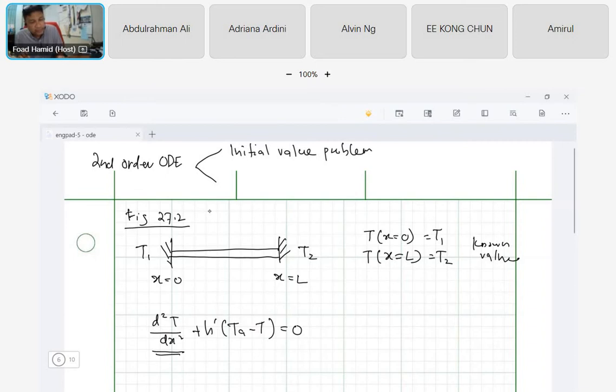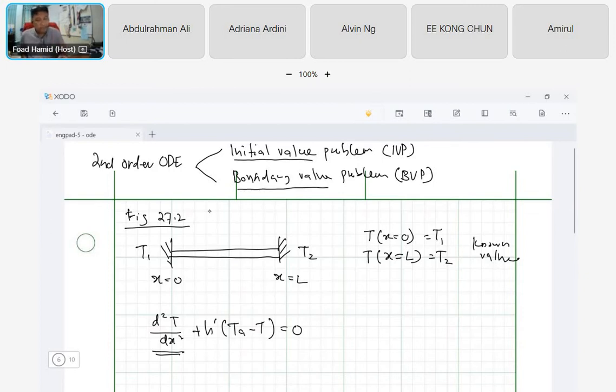And the second one is what we call the boundary value problem. Okay, initial value problem, or commonly known as IVP, and boundary value problem is BVP. Okay, note the key word here is the initial value and the boundary value.